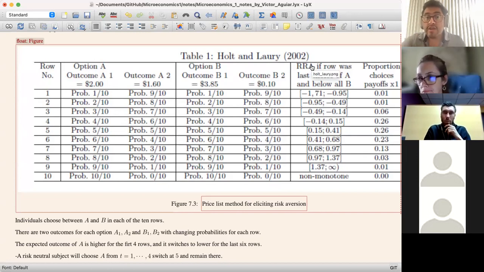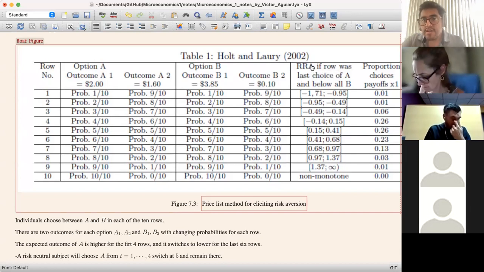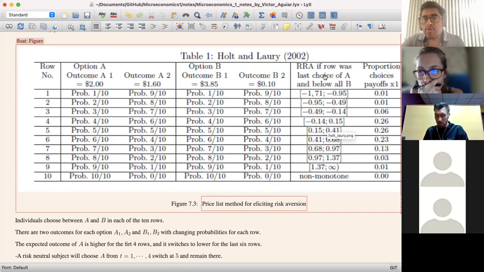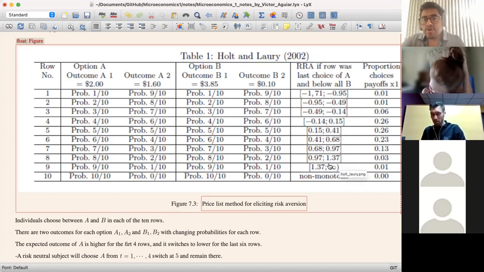constant relative risk aversion, you can actually calibrate the risk. So essentially, you can compute for the constant relative risk aversion parameter the expected utility of each of these guys, and then you will see what is the particular risk level at which they switch. So this is the relative risk aversion if rho was last choice of A and below of all B. And then essentially this gives you the risk aversion if you switch at this particular row. Okay, so as you can see, the more you go, the more risk averse you are.